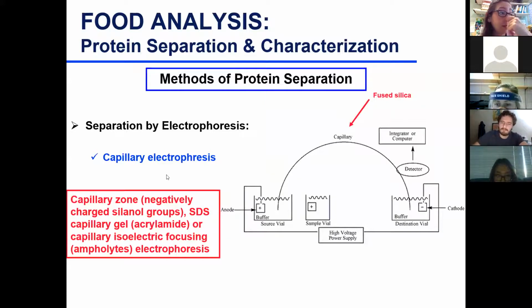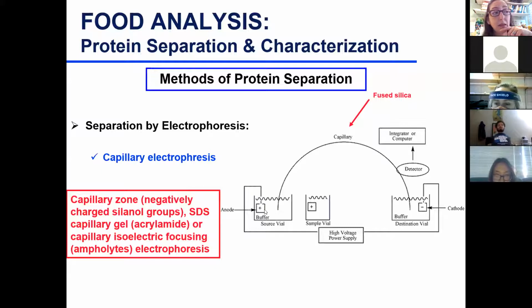Capillary electrophoresis is a technique that can be used not only for separation, but also for quantitating the different proteins in a matrix. So in this apparatus, we have a capillary tube. It can be a capillary zone, that means you only have negatively charged silanol groups. The capillary tube is made of silica, and you only have negatively charged silanol groups, so the proteins will separate based on their interaction with the negatively charged silanol groups.